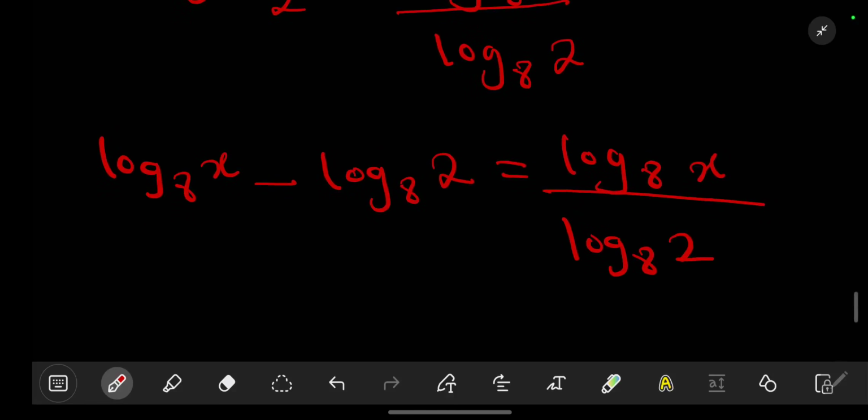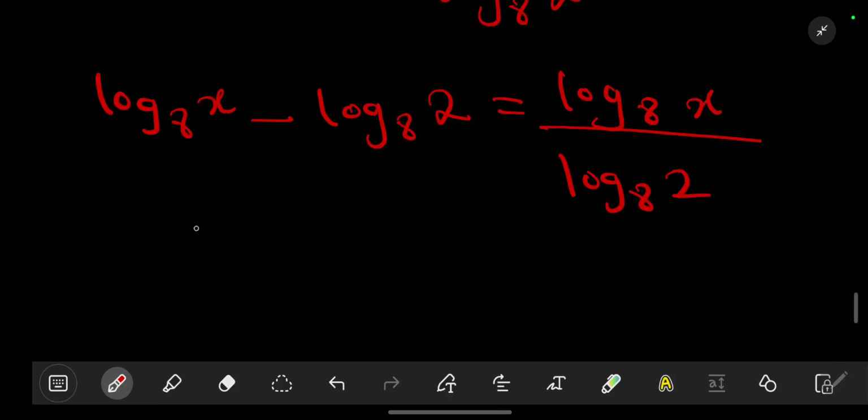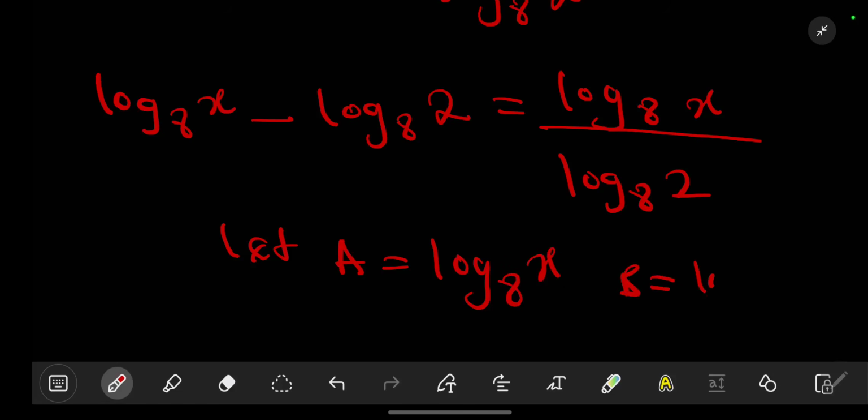As you can see, this one and this one are the same. This one and this one are the same. Therefore, you can let them be equal to a common letter. So you're going to say let a be equal to the log base 8 of x, and b be equal to the log base 8 of 8 over 2.